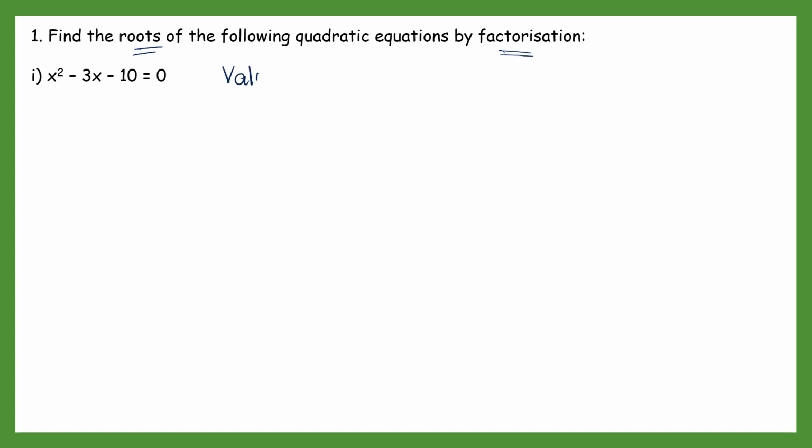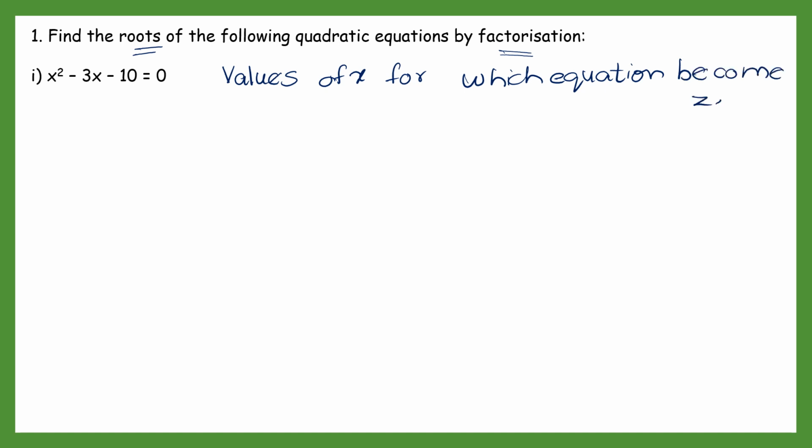Values of x for which the equation becomes 0. They are called roots. So x square minus 3x minus 10 is equal to 0. This is the equation. What is the value of x for which this equation will become 0? That value of x is called a root.